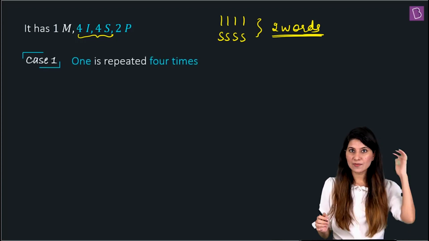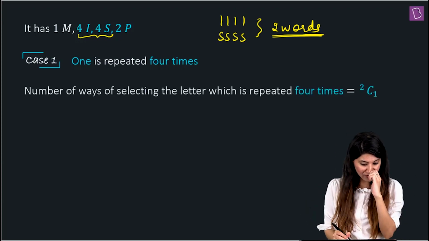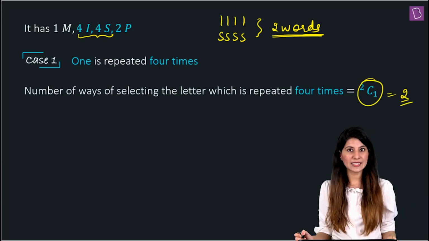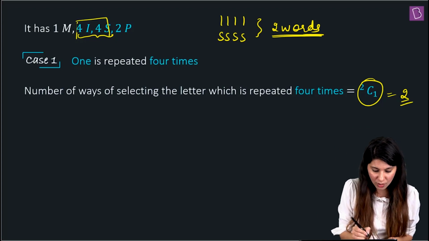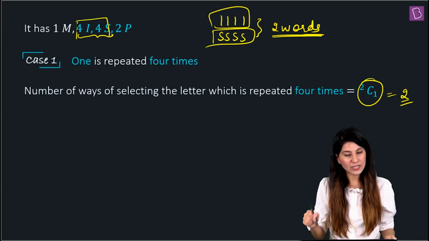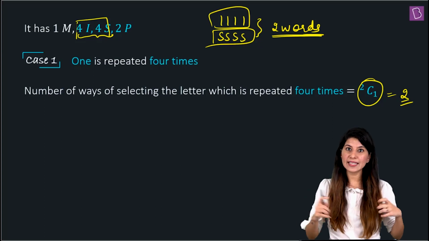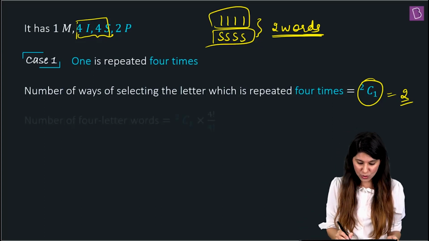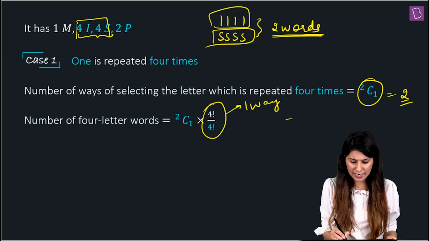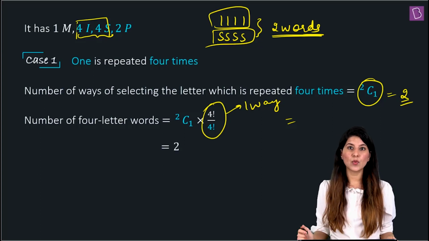One letter is repeated four times, so all four letters are alike. The number of ways of selecting the letter which is repeated four times is 2C1, which equals 2. Either I'll select 4I or 4S, so I have two choices, made by 2C1. Now I have four letters that are all alike, which can be arranged in one way, which is 4 factorial by 4 factorial, or you can directly write one way. So finally you have two words. This is case number 1.